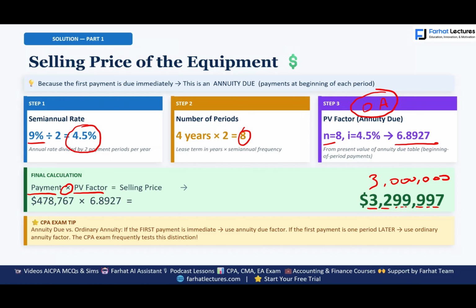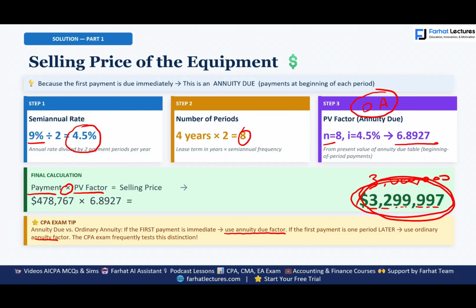So, just a shortcut. Make sure that if you're given the annuity due factor, you use that. If the first payment is 1 year later, use the ordinary annuity. The CPA exam always tries to trick you on this, the CMA a little bit, but definitely the CPA exam. Now what we find out is the selling price for the manufacturer. Simply put, as far as they're concerned, they're selling this asset for 3.3 million.